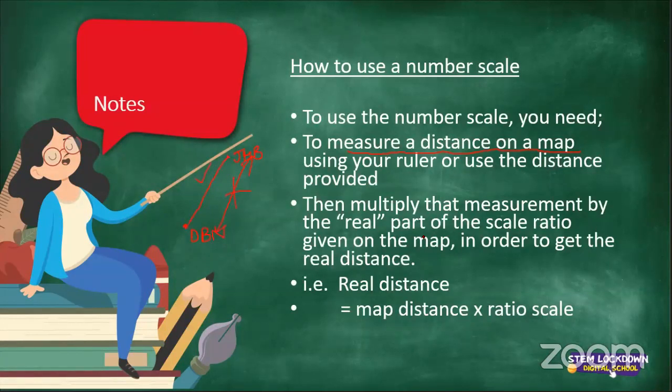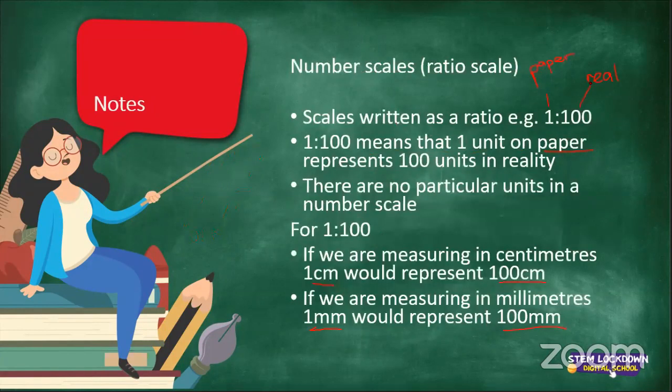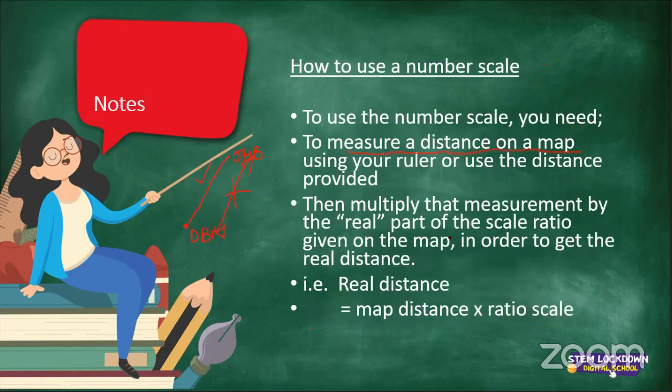Okay, now after doing that, you multiply that measurement by the real part of the scale. Remember, there's the paper distance and the real part. So the number on the right hand side of the colon, you multiply by that figure, right? Okay, in order to get the real distance. In other words, you can use this formula. Real distance is equal to map distance times scale, right? You need to know this formula off by heart, right? If you're using this method. Real distance is equal to map distance times scale, right?